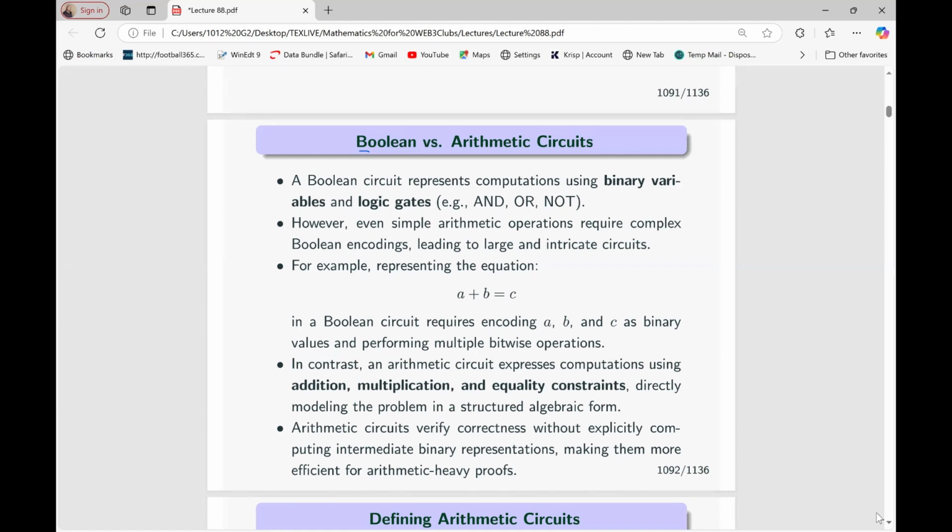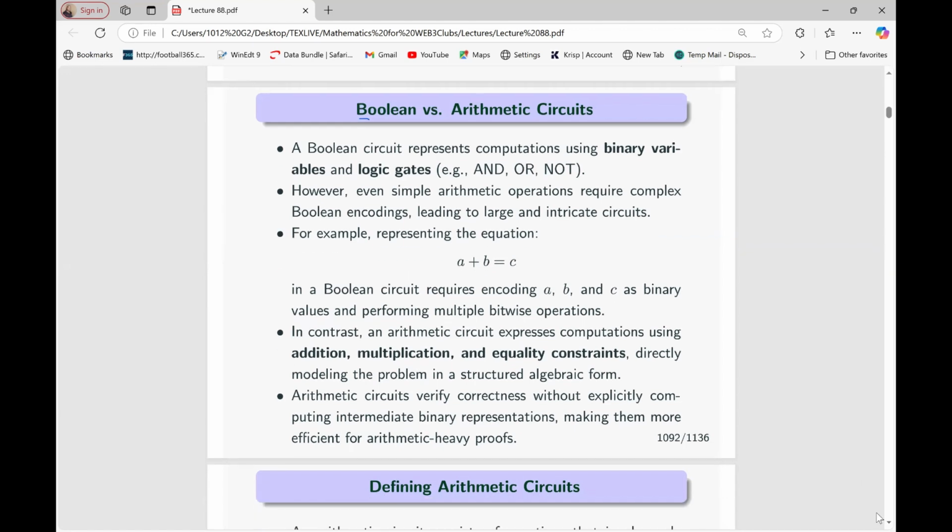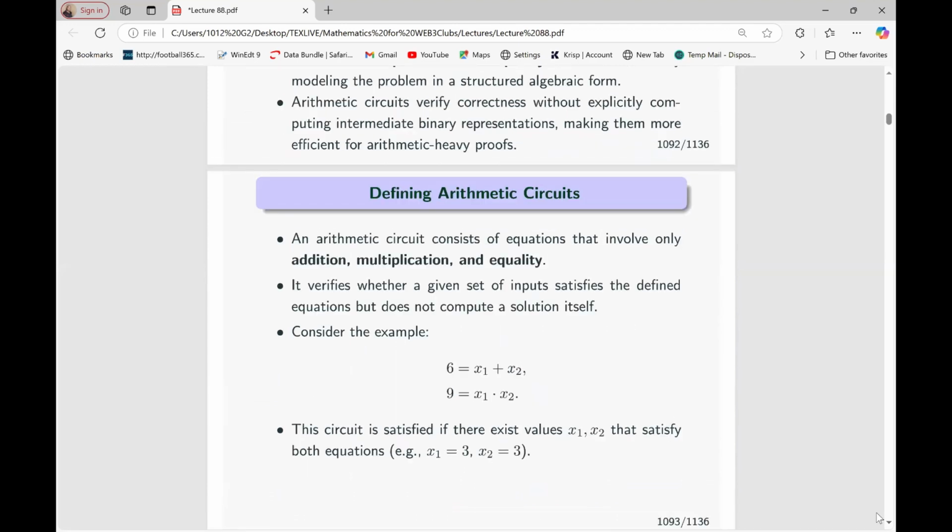Now, so what is an arithmetic circuit, therefore, formally defined? What is the formal definition and an example?